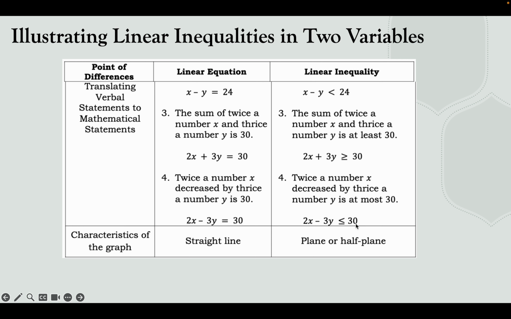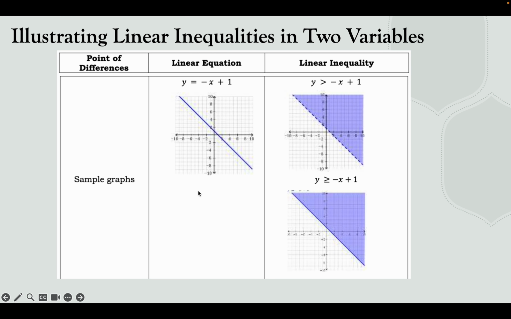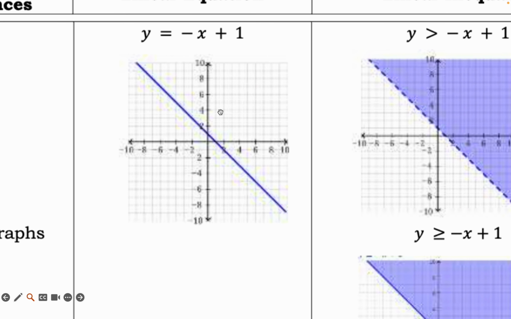For the characteristics of the graph, for the linear equation, we can form a straight line, while in the linear inequality, we can form a plane or a half plane if we plot the given points. Let's have an example. Sample graphs: y equals negative x plus 1. This will be the look of your graph. We can form a straight line or a diagonal line based on the given linear equation.